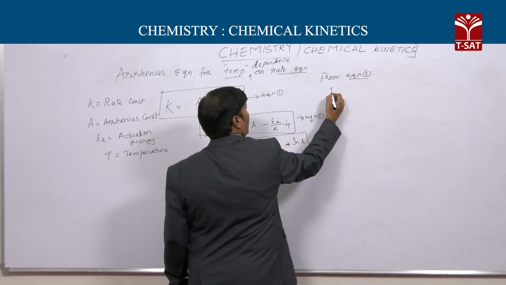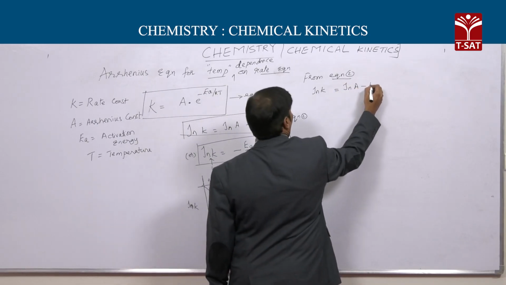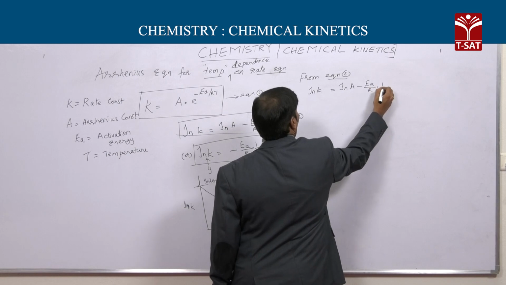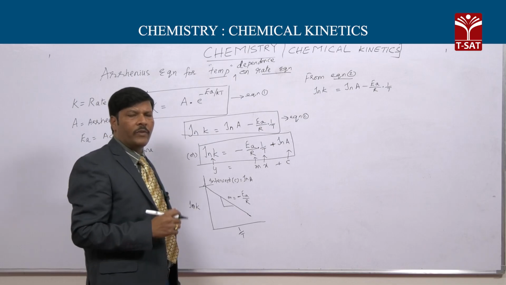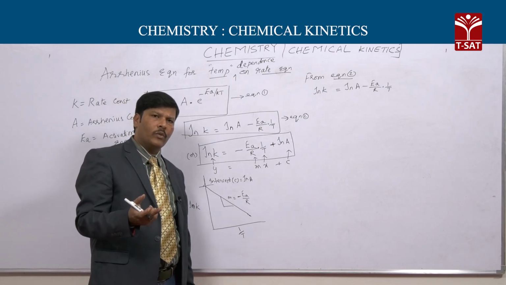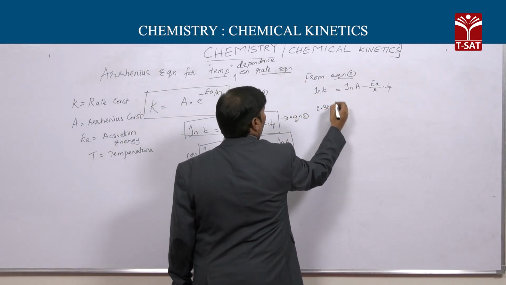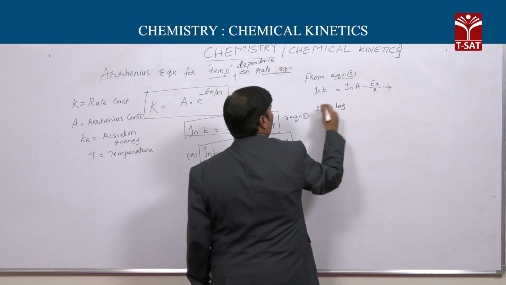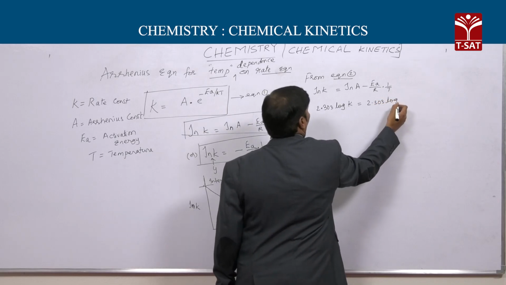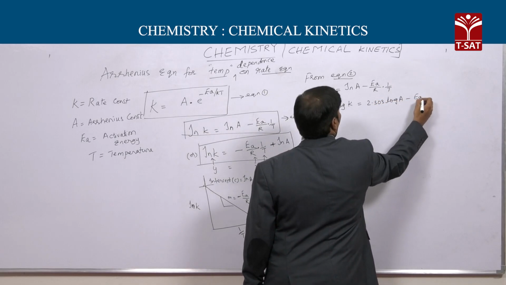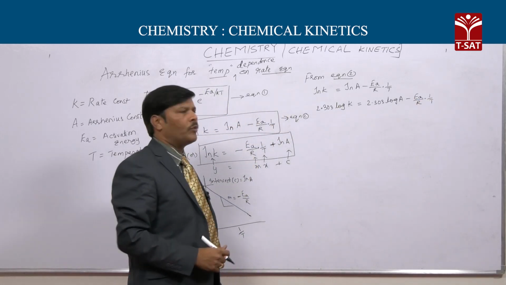If I take ln k = ln A − EA/R × 1/T. One ln is log base e, and log base e is equal to 2.303 of log base 10. So one ln I can just take as 2.303 of log. I can take 2.303 log k = 2.303 log A − EA/R × 1/T. Divide LHS and RHS by 2.303.